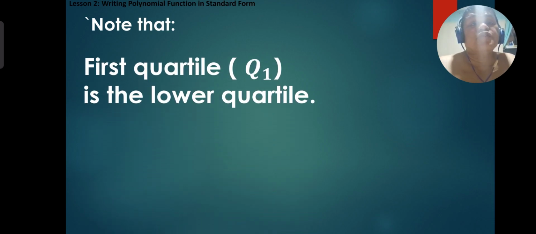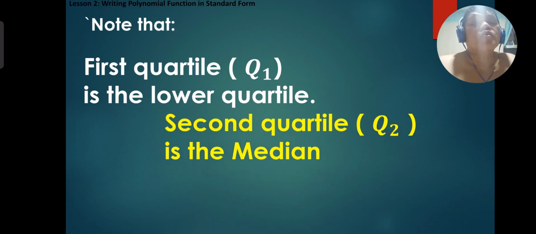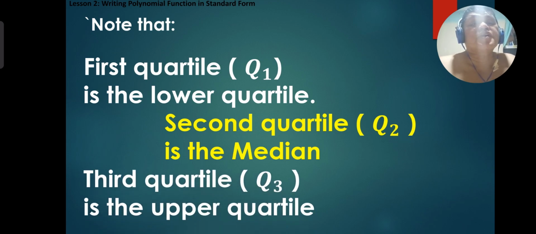Note that the first quartile, Q sub 1, is the lower quartile. The second quartile, Q sub 2, is the median. And the third quartile, Q sub 3, is the upper quartile.